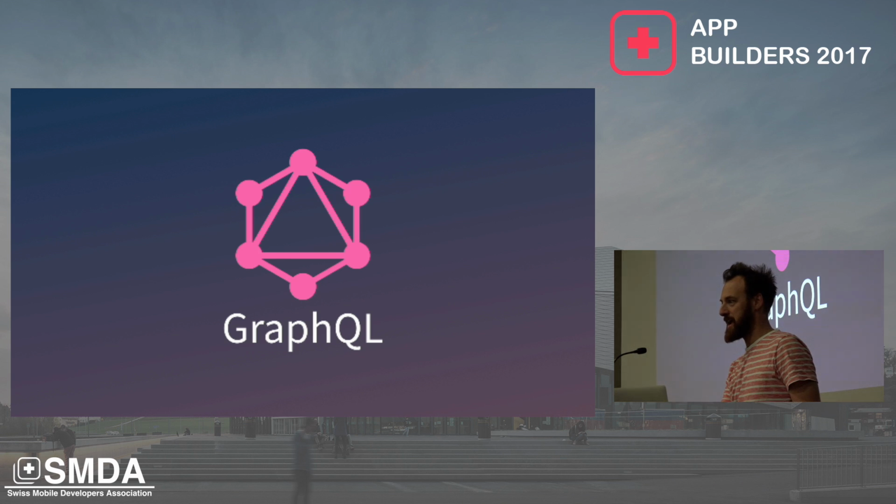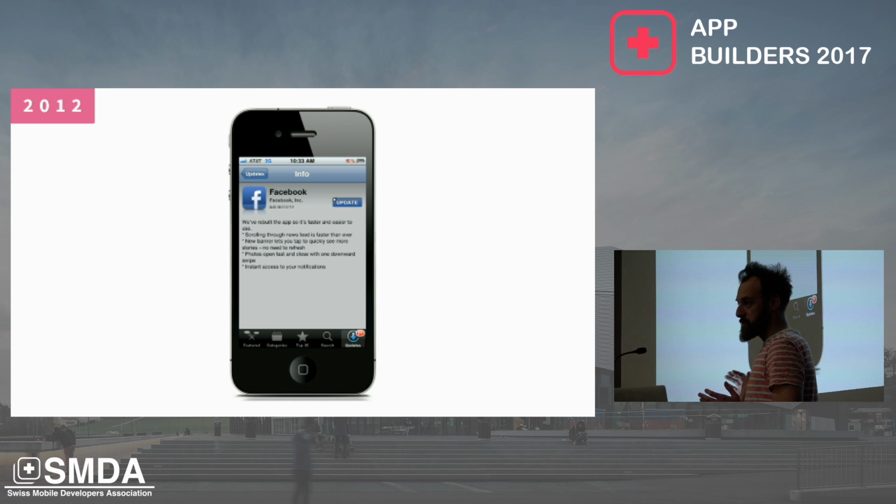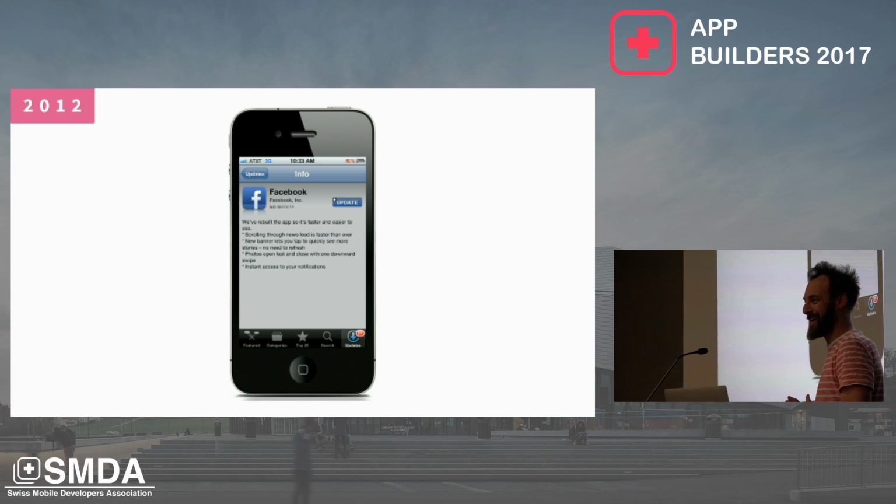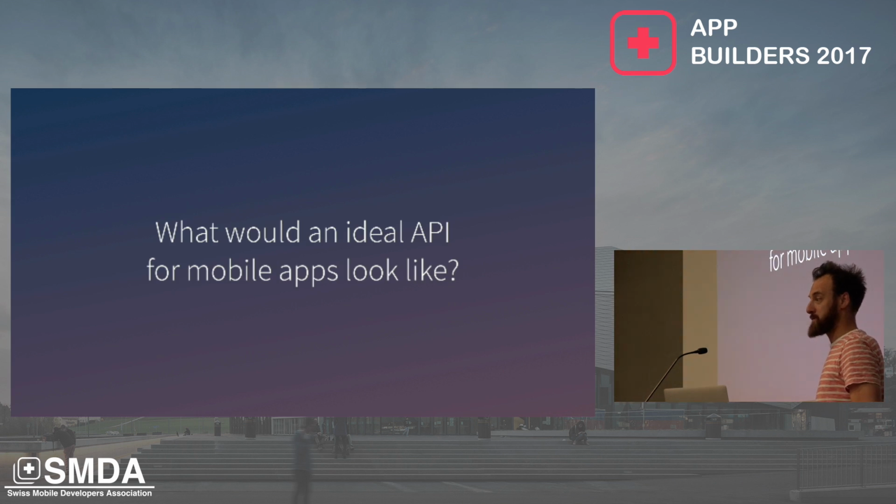GraphQL is not actually a new technology. Some of you may remember the main Facebook app back in 2012. It was actually an HTML5 app at the start of the year, and it was not well received. It didn't perform well, and it had various kinds of bugs. The team at Facebook set out to completely redesign the Facebook app as a native app, and as part of that project, they developed GraphQL. The question they asked themselves was basically, what would an ideal API for mobile apps look like?